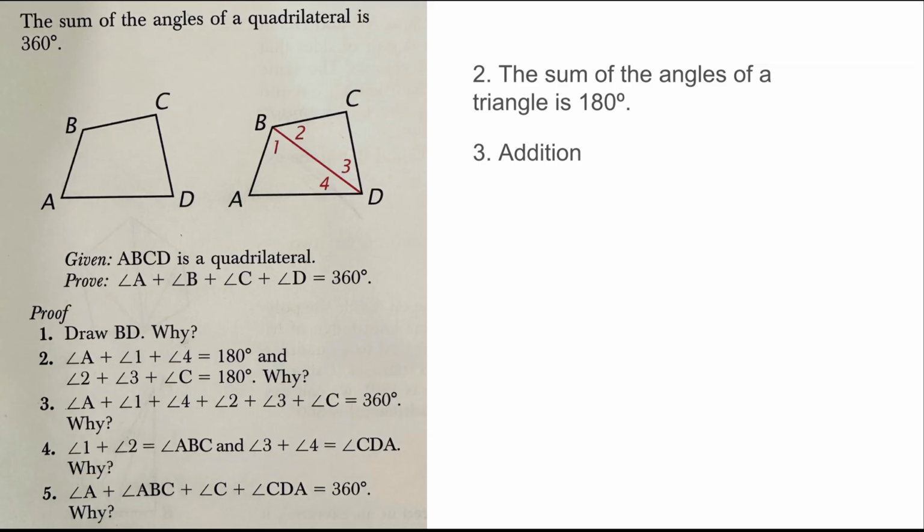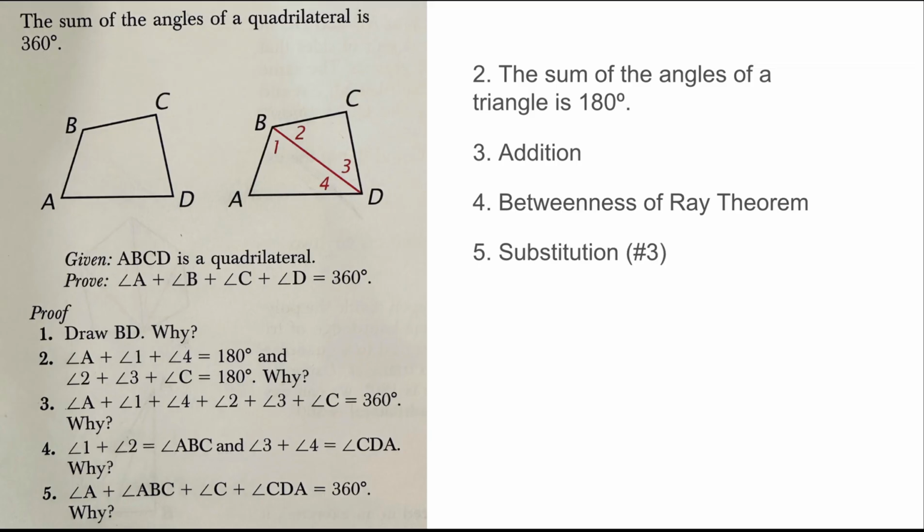And then number 4, angle 1 plus 2 equals angle ABC, and angles 3 and 4 equal angle CDA. Yes, we talked about that earlier. And the reason that those 2 angles add to the 1 is the betweenness of ray theorem. And then number 5, angle A plus angle ABC plus angle C plus angle CDA equals 360. And the reason here is substitution.